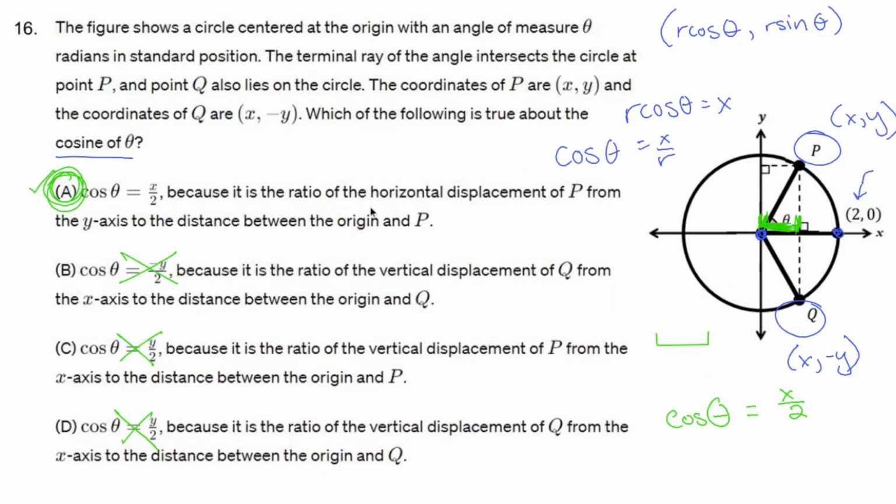It's also the ratio, which means the fraction of the horizontal displacement. So x is the horizontal displacement to the distance between the origin and P, and that's where the 2 comes from. So it's the ratio of the horizontal displacement over the radius, which is 2. So it all kind of connects. Sine would be the ratio of the vertical displacement, and so you would get something like sine equals y over 2. But that's not what we have here. We are dealing with cosine because that's what it asked for.